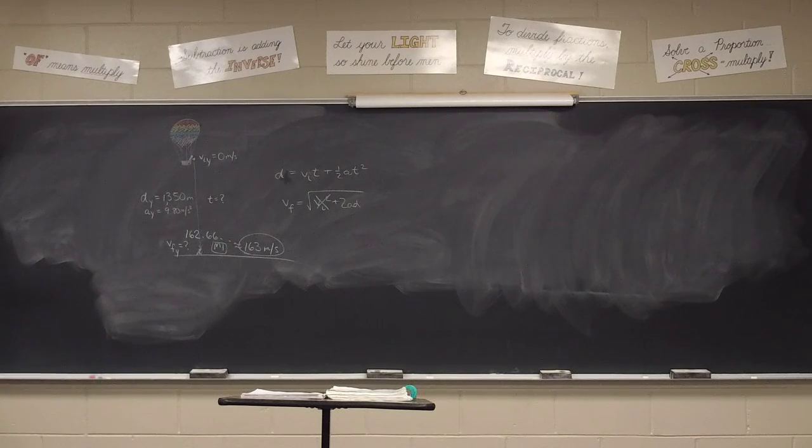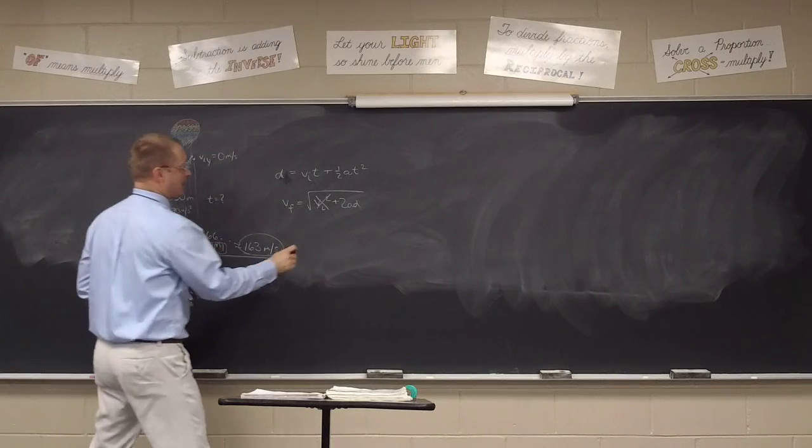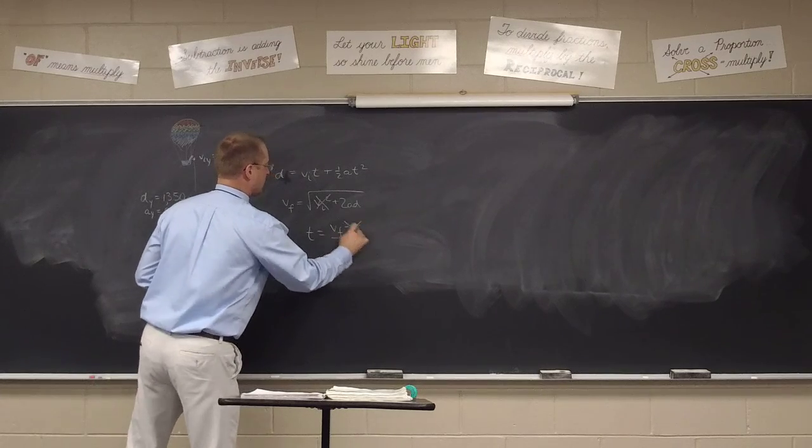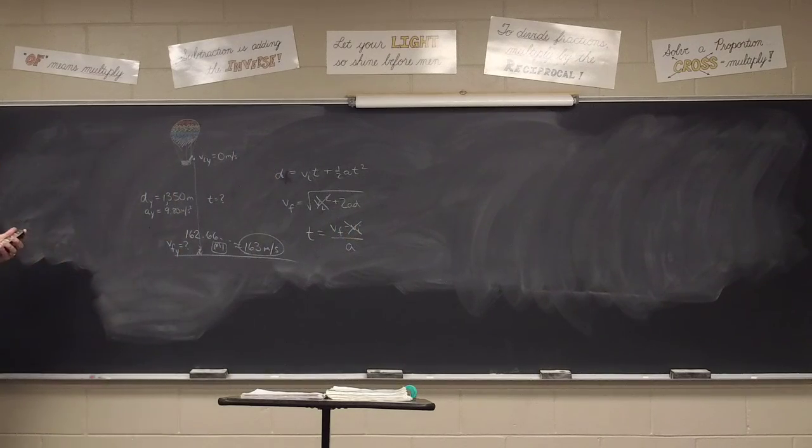How many have the 163? All right, then we can use that number to find the time. Again, I would alternate in the acceleration equation and take this number divided by the acceleration to find the time it would take to go.